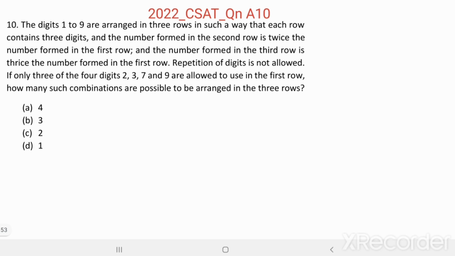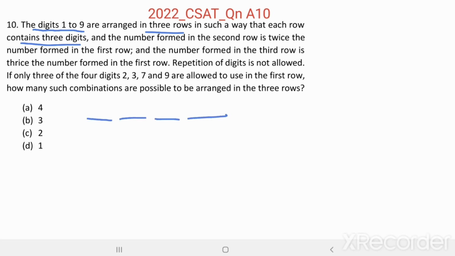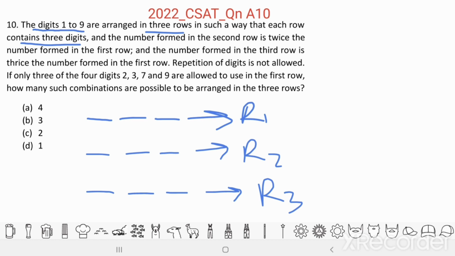Here we need to arrange 9 digits in 3 rows such a way that each row contains 3 digits. Then it will be like this: 1, 2, 3, this is first row. Then 3, 4, 5, this is the second row. 7, 8, 9, you get third row. So each row contains 3 digits and these 3 digits forming a 3-digit number.